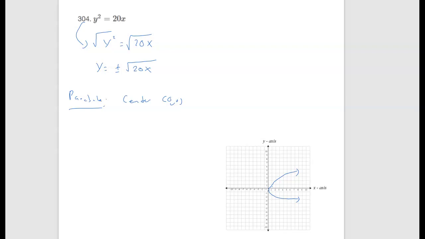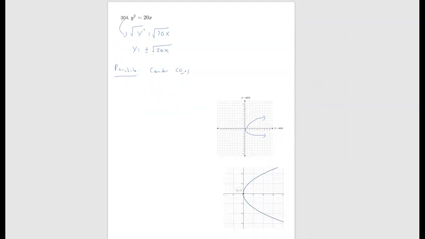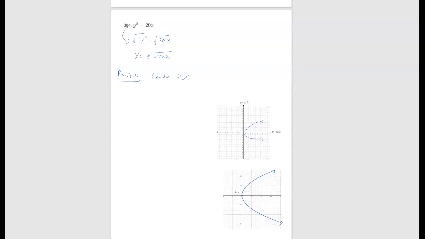Oh, let me fix this. It's not allowing me to erase it. But let me show you with technology what you technically have here. And that's actually it for problem 304.